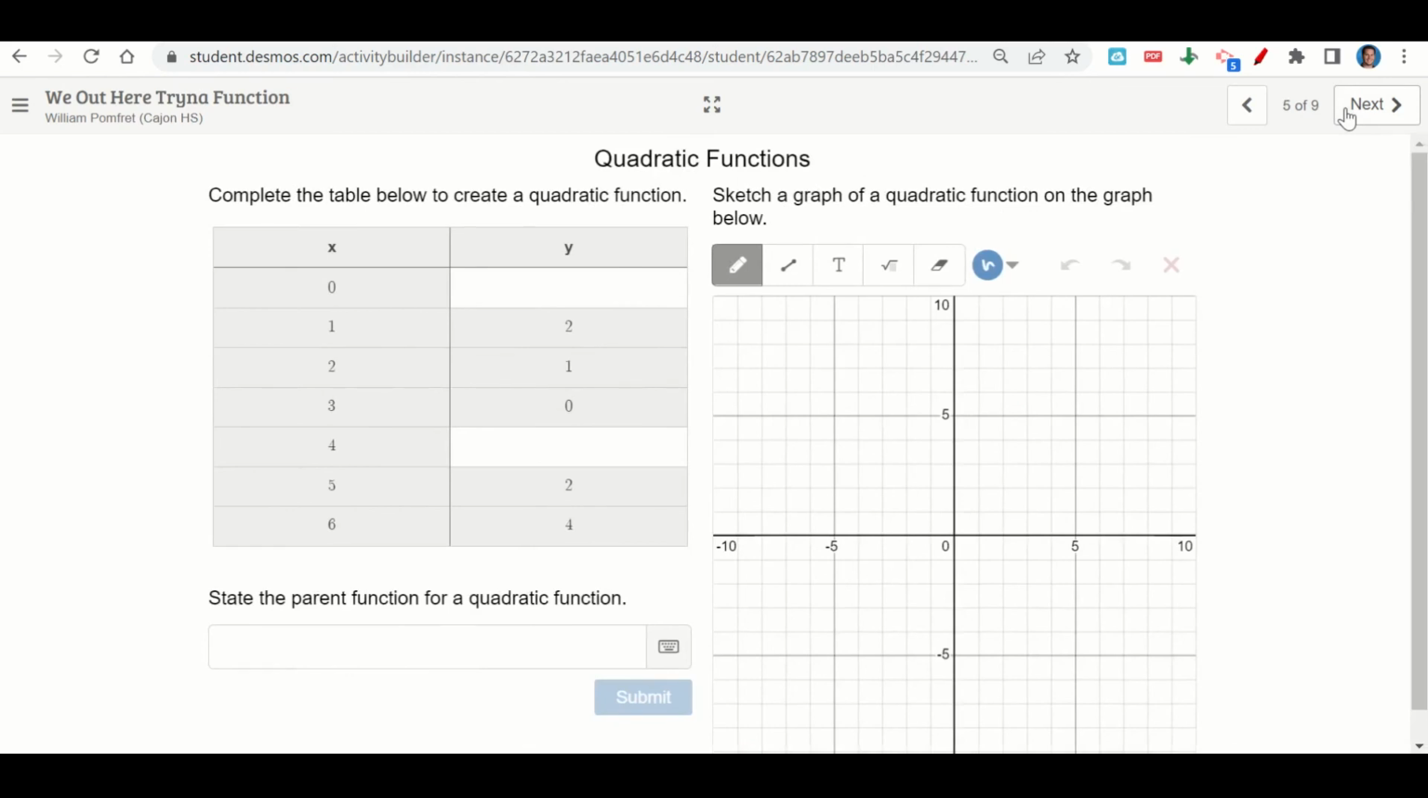The next one is quadratics. You'll just fill in these two tables. Remember, they should be symmetrical. So if this is 0 and this is 1, this is 2 and 2, 4, this should be 4 and 1. Then you'll state what the parent function is, which should be y equals ax squared plus bx plus c. And then we're just going to state what it looks like. It should look like a U shape or a parabola.